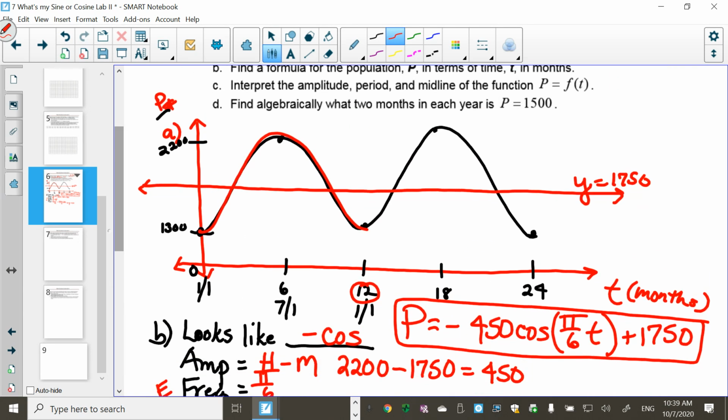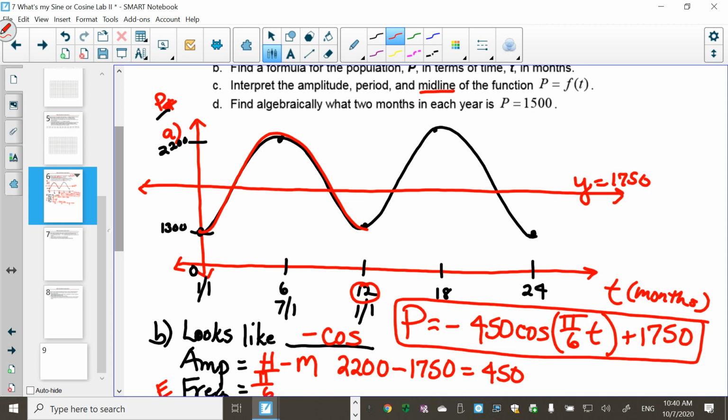C says, interpret the amplitude, period, and midline of this function. Okay? So the amplitude is basically, well, let's do the midline first. The midline is the average number of animals, isn't it? If I take the high plus the low divided by 2, I know that the midline is my average number of animals, okay?